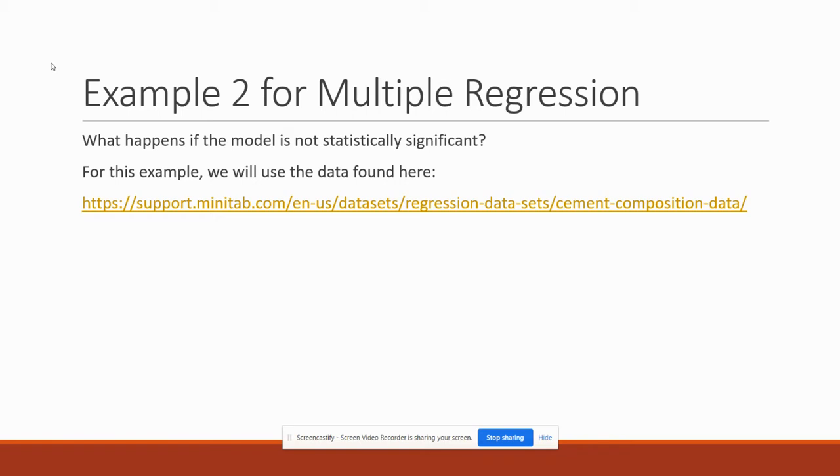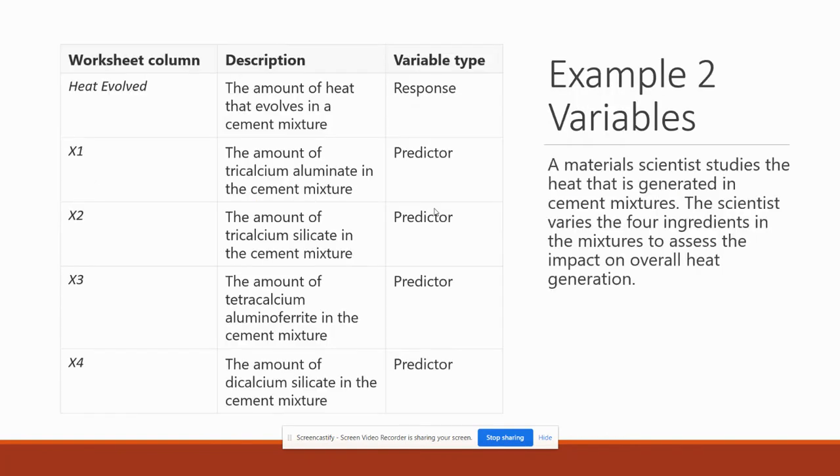So, okay, now I'm going to use another data set. Here's the link for it. It'll be in the PowerPoint. It's for cement composition. A material scientist studies the heat that's generated in cement mixtures. The scientist varies the 4 ingredients in the mixtures to assess the impact on overall heat generation. So heat evolved is my response, and that's the amount of heat that evolves in a cement mixture.